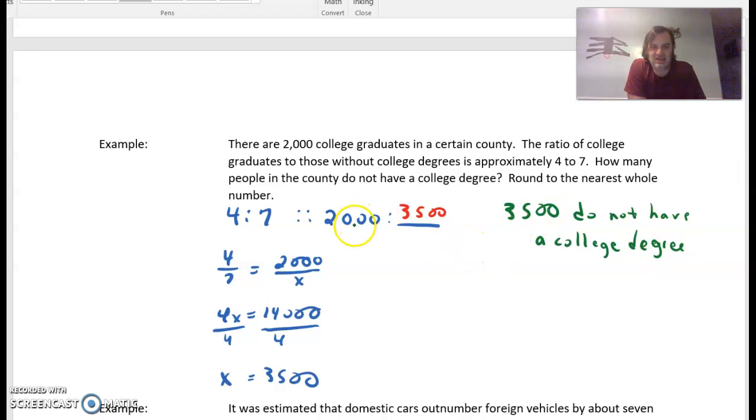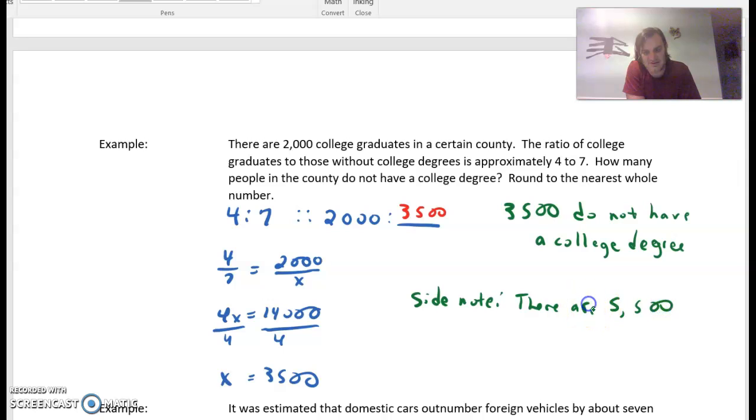But now that we know how many have a college degree and how many do not, we could also use that idea of the ratio to tell how many people are in the county. So we could have a side note here, because it's not what the question is asking, but I do want you to realize you could figure it out. There are 5,500 people in the county. So if 2,000 people have a college degree and 3,500 do not, we add them together and get 5,500.